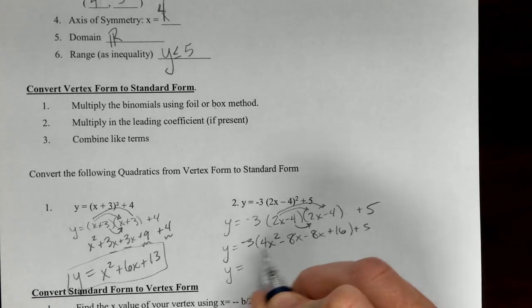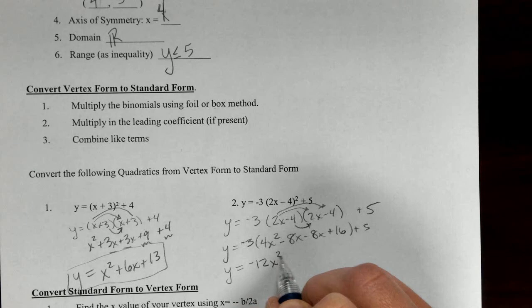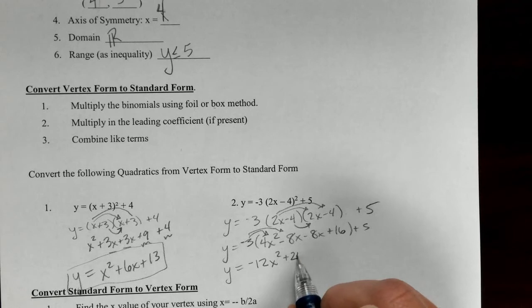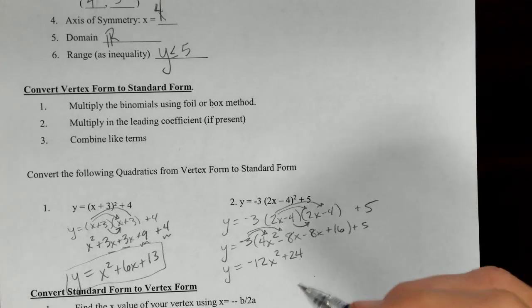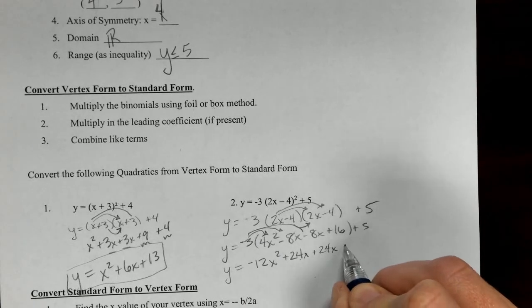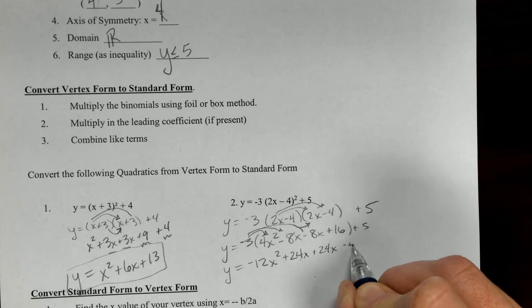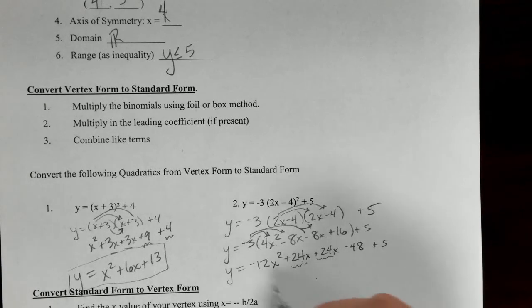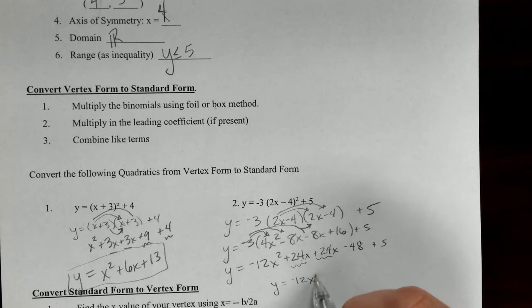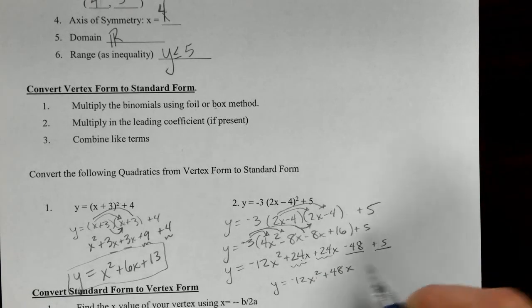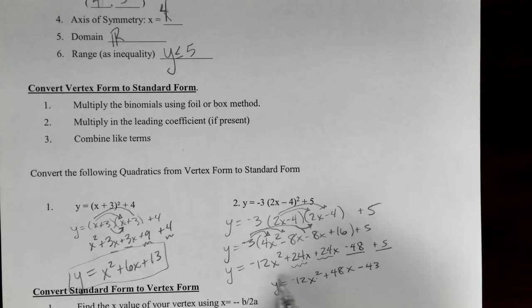So you've got y equals negative 12x squared, a positive 24x, another positive 24x, and then minus 48. Now we're going to combine like terms, so I'm going to combine the 24 and the 24. So I get y equals negative 12x squared plus 48x, and now I'm combining the numbers. I get minus 43.